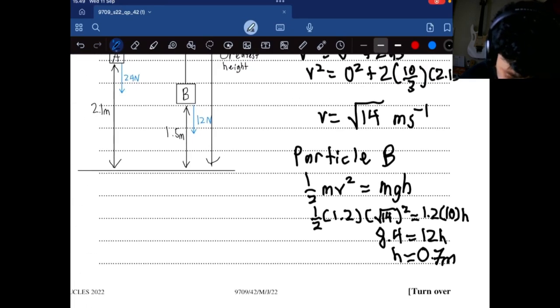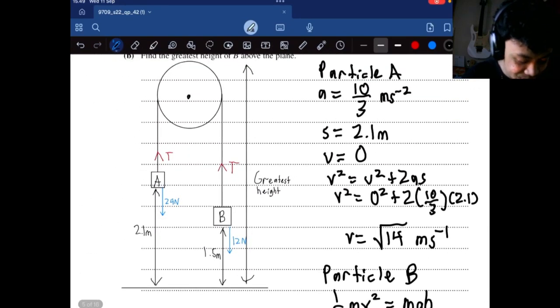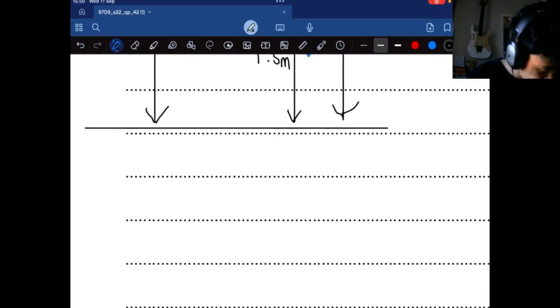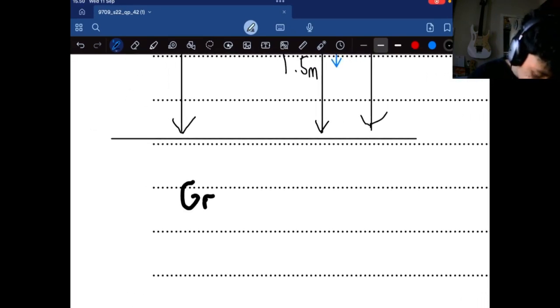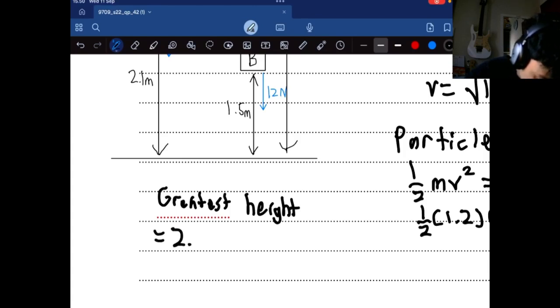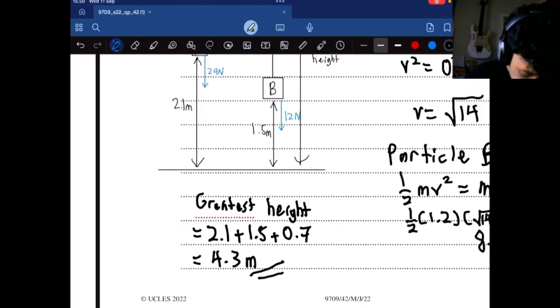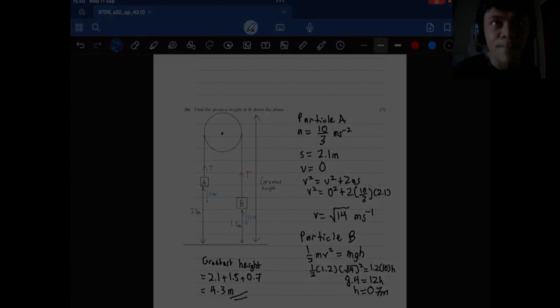Now this is not the greatest height yet, because of course it doesn't make sense if this is 0.7 meters. So to find that, we can conclude that the greatest height is equal to 2.1 plus 1.5 plus the previous height 0.7, and the final answer would be 4.3 meters. And there you go. That concludes number 3.